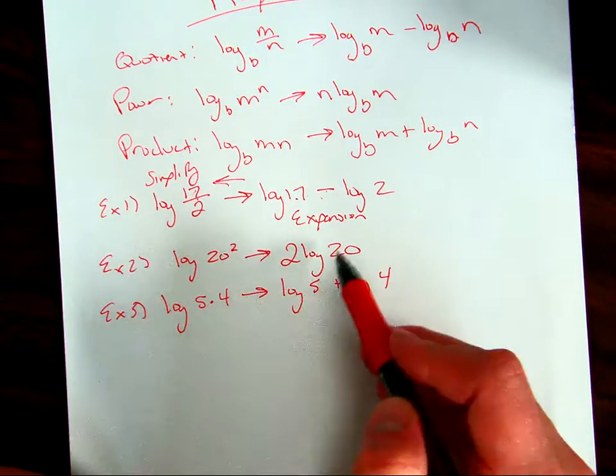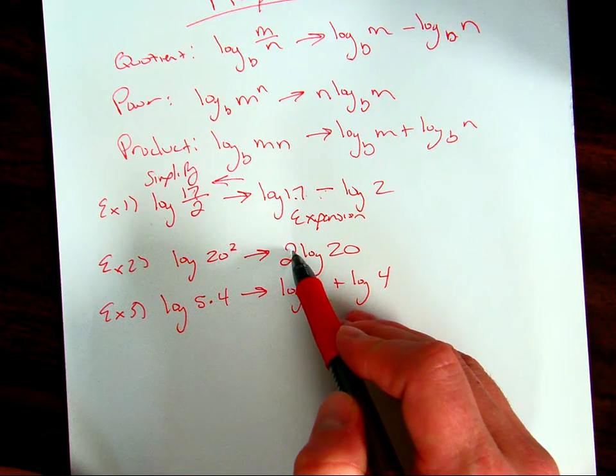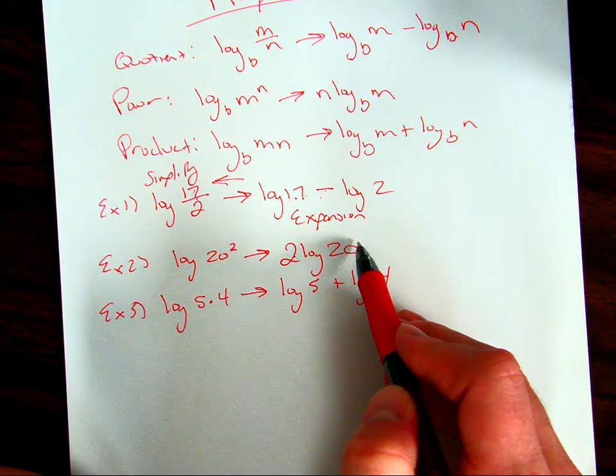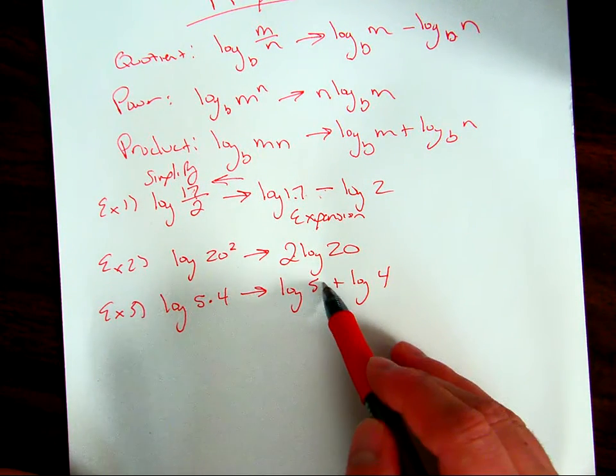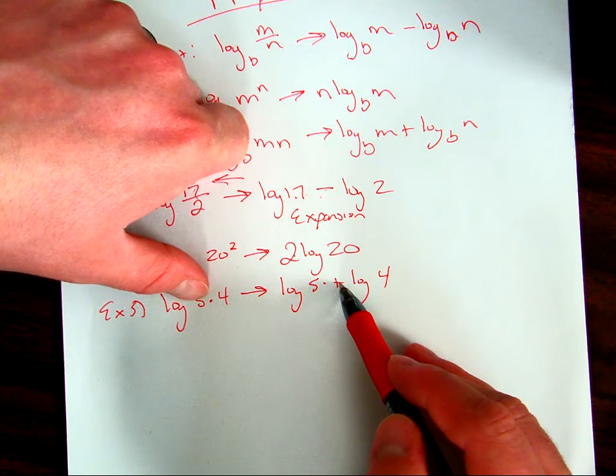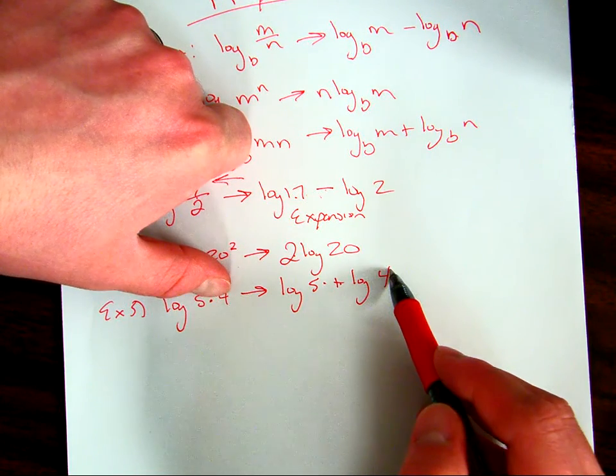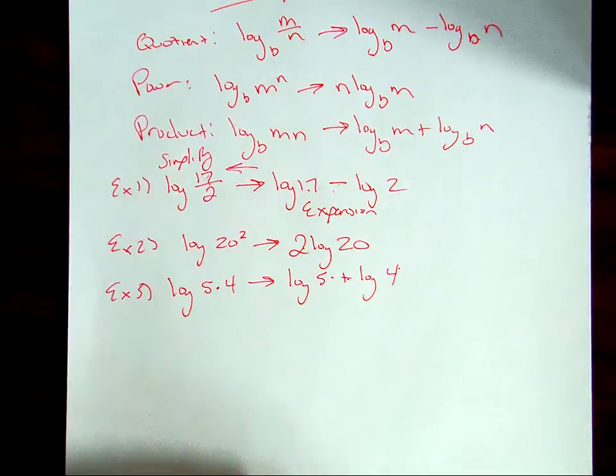And then we come here. I have a 2 in front. Well, the 2 in front tells me to make an exponent. So there we go. And then here we have a log 5. 5 comes first. We see plus. That means multiply. 4 is just our second number.